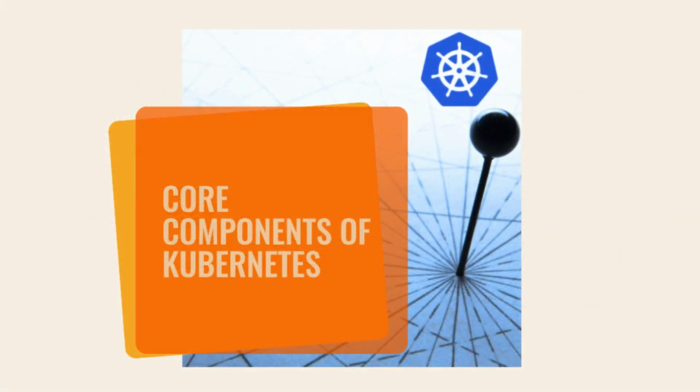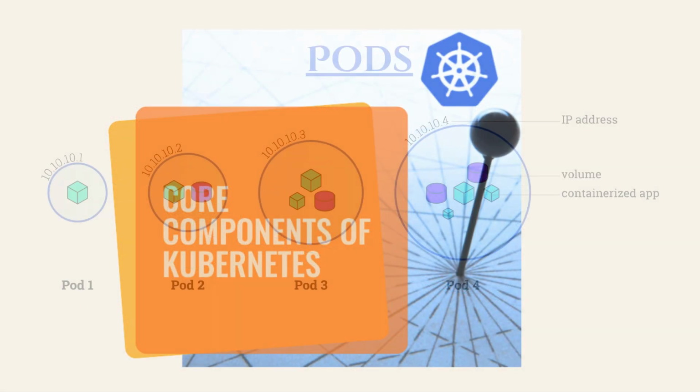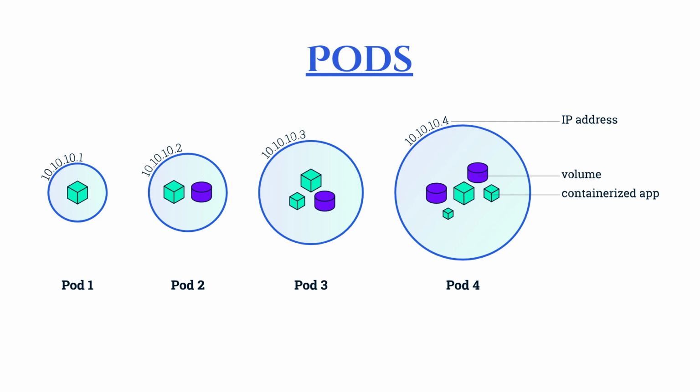Core components of Kubernetes. Pods are the smallest deployable units in Kubernetes. They are a logical grouping of one or more containers that share the same network namespace and storage volume. Pods are the basic building blocks for deploying and scaling applications.